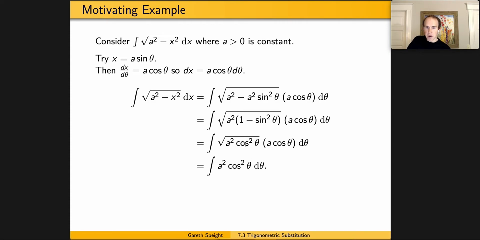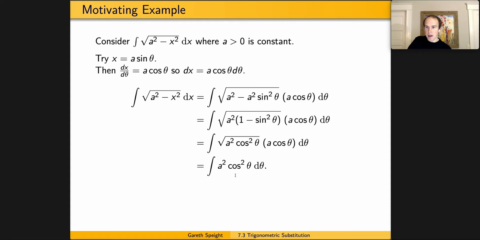And now things look much better because inside we have the square root of a squared cosine squared. And we can just take the square roots of each piece separately. We get a times cosine of theta. Okay, but once we have a cosine theta, there is another a cosine theta over here. So we get a cosine theta times a cosine theta. We have then a squared cosine squared theta.